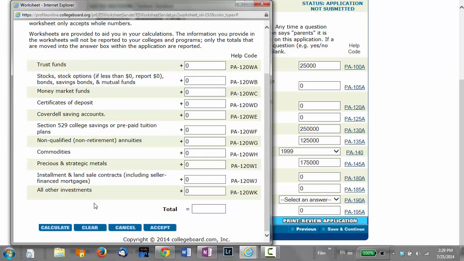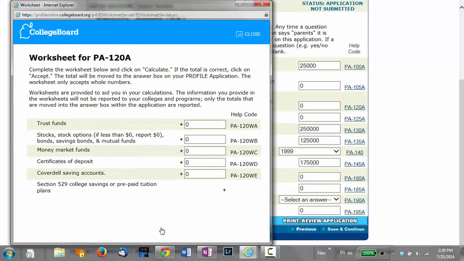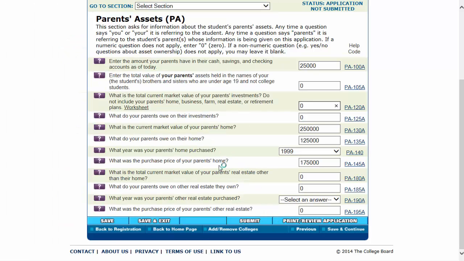So this will help you understand the details. And if you put numbers in there and click calculate, then it totals it. And when you click accept, it moves that value onto the application itself. And in this example, you'll see I've just entered a 0, and that is typical of a lot of the families that we see. So that's okay.